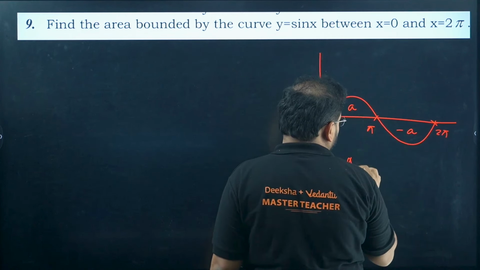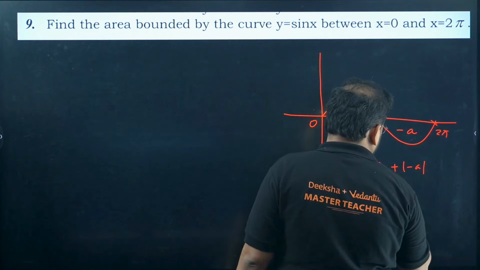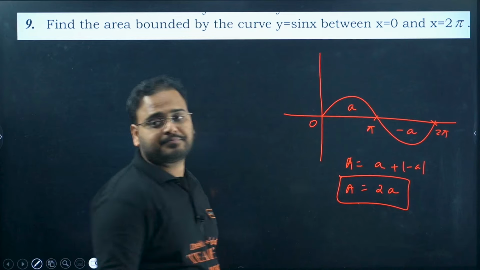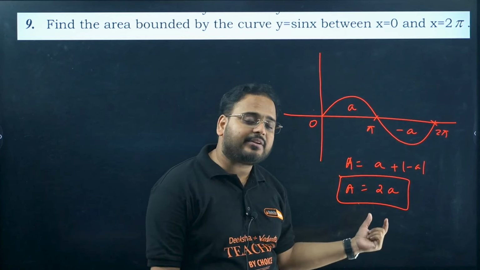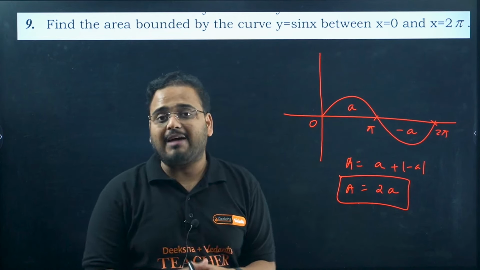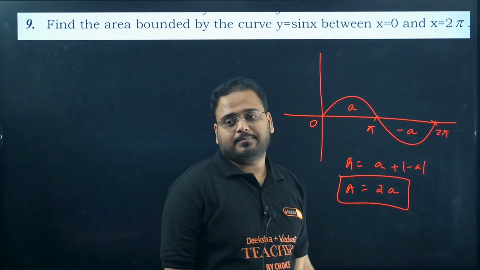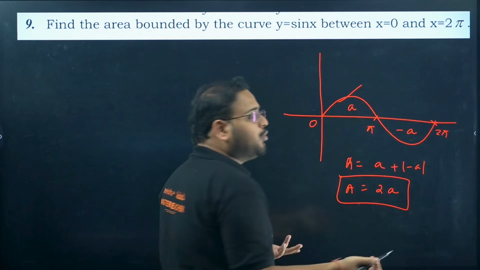To find the required area, I need to get A plus the modulus of minus A, which is twice A. Correct or not? This is the area below the x-axis. It has to be negative in nature, and area cannot be negative, so we have to take a modulus. When I take the modulus, it will become plus A, and A plus A is 2A. So basically, just find the area of this region and multiply it with 2, you get the answer.